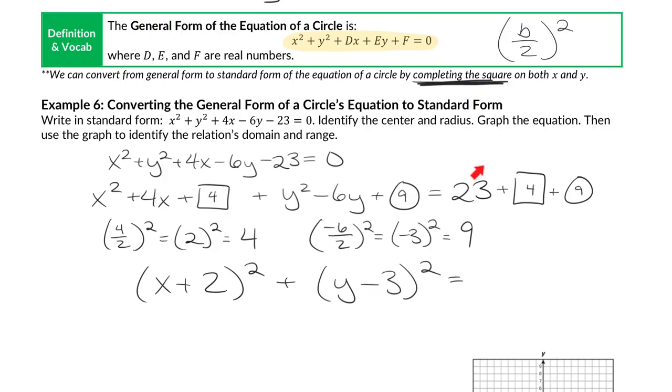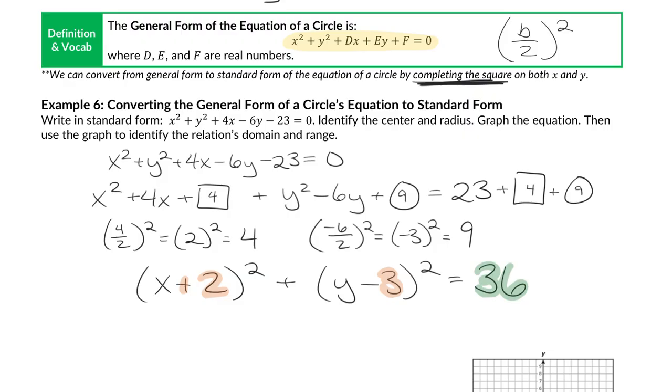Now, I need to add all of these numbers together to make it equal to that number. What is 23 plus 4 plus 9? 27 plus 9, 36. Check it out, guys. We have a standard form of a circle already. Once we complete the square, we now can see the h, the k, and the r squared, which is all that we need to be able to determine the center, the radius, graph the function, and eventually do the domain and range.